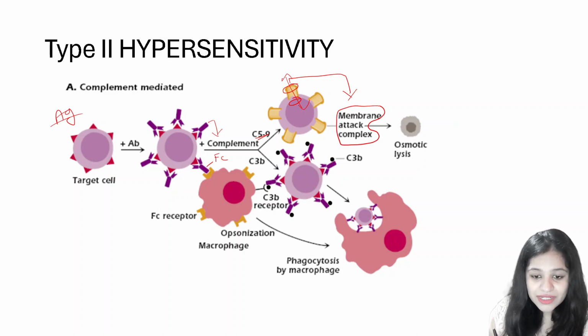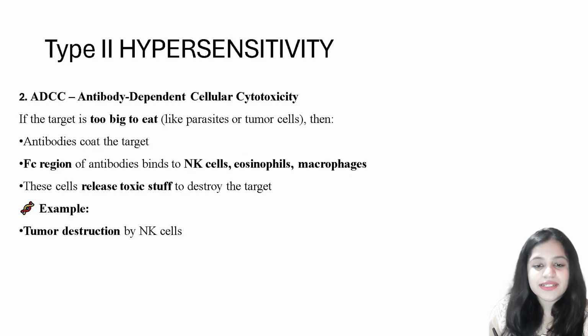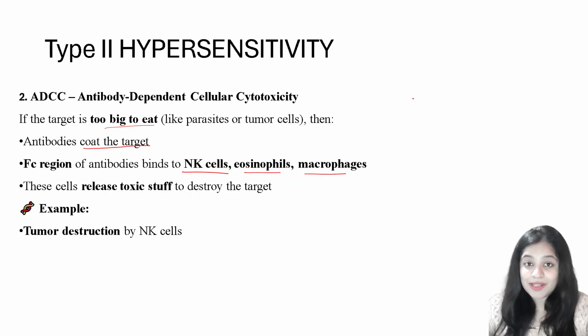Now your opsonization. See, this is the antigen antibody complex, and these are your chili flakes, your C3b. They are making it yummy. So phagocytosis by macrophages is happening. Clear? Now let's see your antibody dependent cellular cytotoxicity. If the target is too big to eat, like your tumor cells mostly, then what happens? Normally, if something is too big to eat, we cut it into pieces. So antibodies coat the target, and the Fc region of the antibody binds to NK cells, eosinophils and macrophages, and they release toxic stuff to destroy the target, like tumor destruction by your natural killer cells.